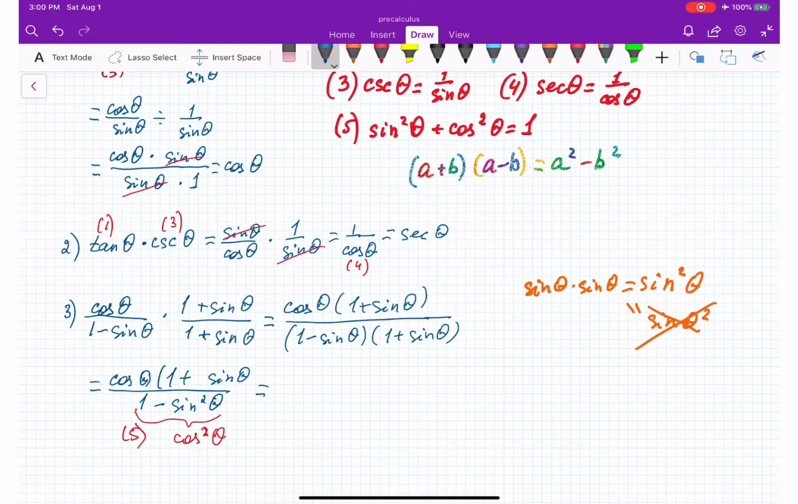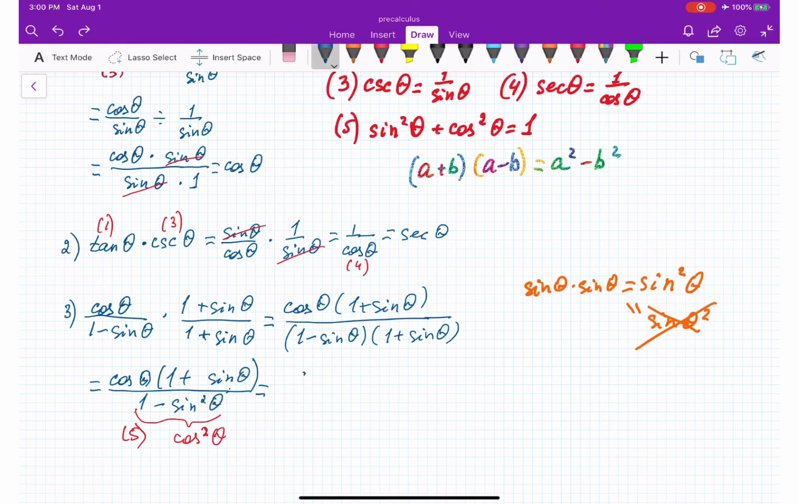So we had 1 plus sine theta. I leave it the way we have here in the numerator. See that? And the reason I reversed it is because I can cancel it. On the top I have cosine theta, at the bottom here I have cosine squared theta. So I will cancel it. Let me show you.